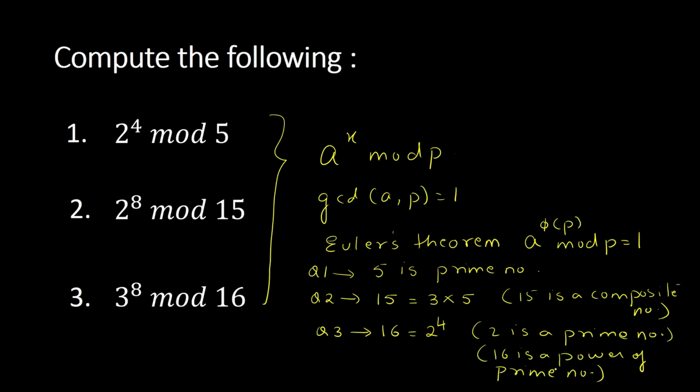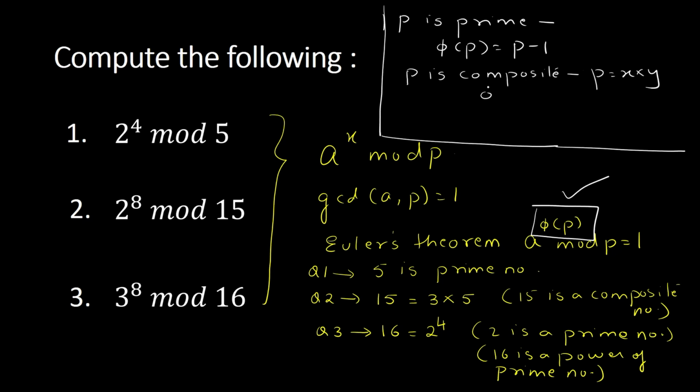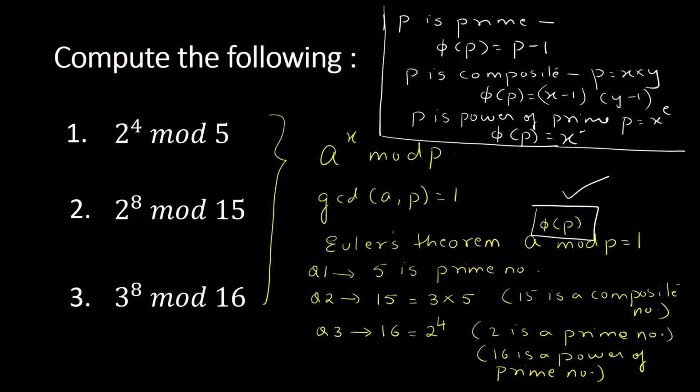Since the value given for modulus is different for the three cases, the formula that you will be applying for Euler's totient will be different. So what are the formulas? If p is prime, we use the formula phi of p as p minus 1. If p is composite, that is p is x into y, you will use the formula x minus 1 into y minus 1. And if p is power of prime, that is p is x raised to e, in that case you will use Euler totient with formula x raised to e minus x raised to e minus 1. So you will compute the Euler totient using these three formulas. Now let us solve these three questions individually.